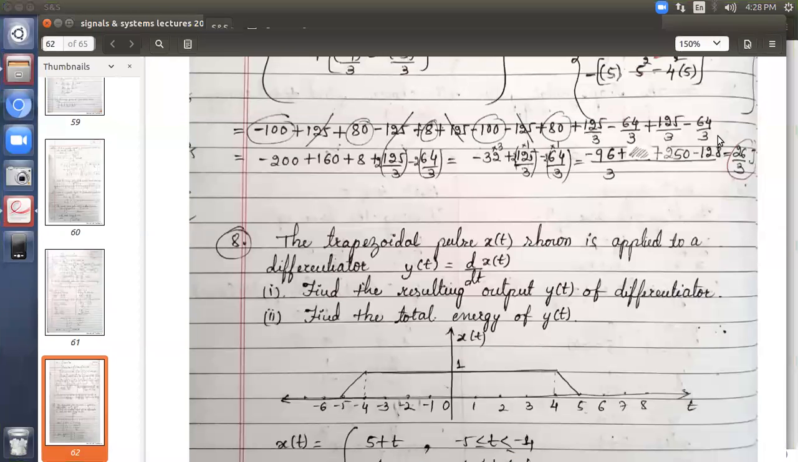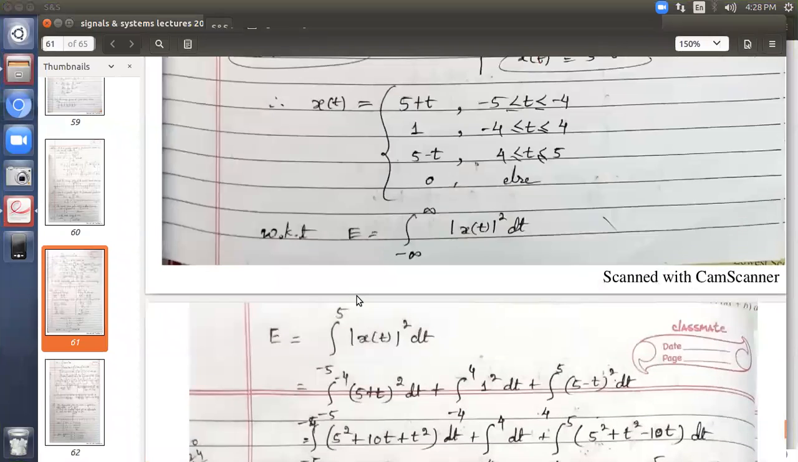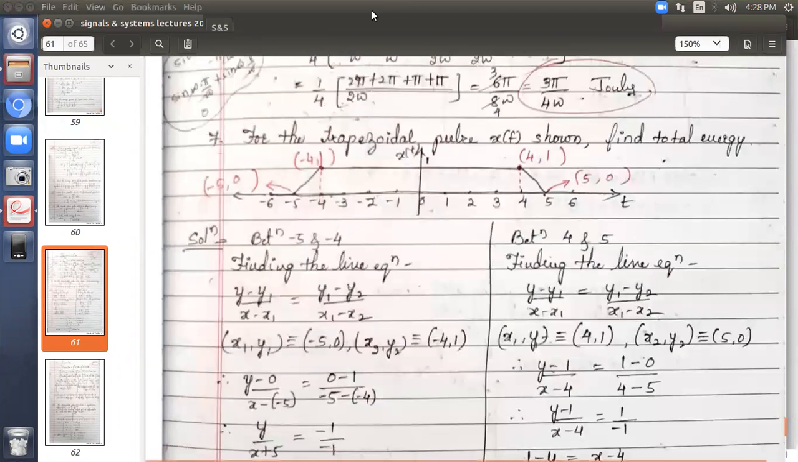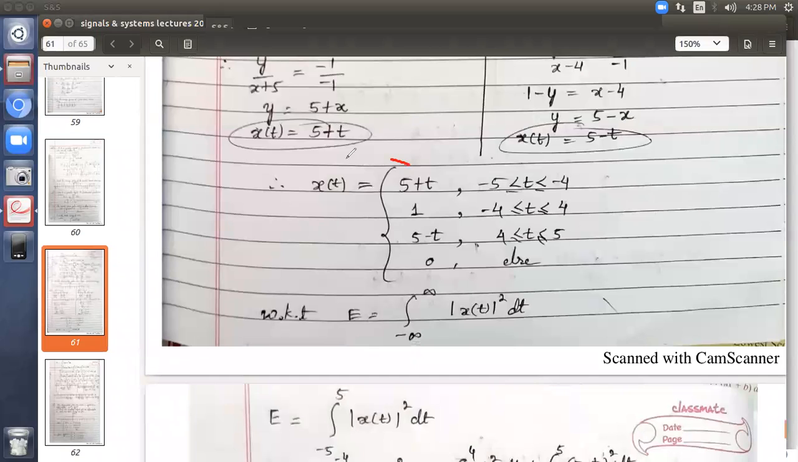Okay, let us continue the discussion. In the previous session, we have seen the trapezoidal pulse, how we calculated the total energy. The total pulse x of t is divided into three different lines: this one slope, the second constant line, and this is the third slope. Considering these three lines, we have found the equation for x of t.